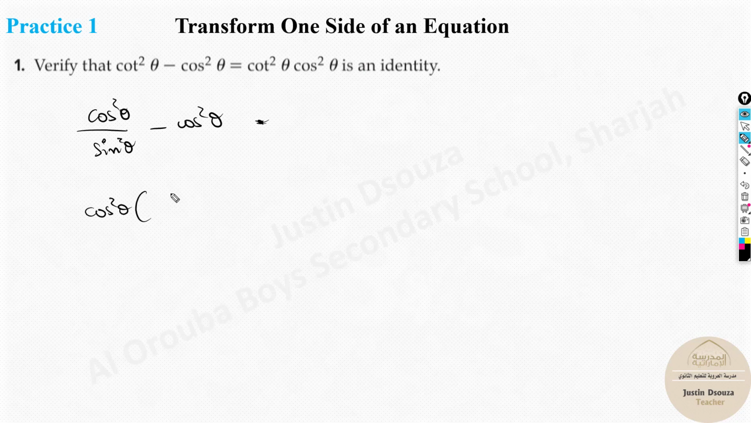Cos square theta is removed out. You'll have 1 by sine square theta minus 1. This is what's remaining. Now this is cos square theta, and we got multiplication. Now, how to make this a cot square theta? What is 1 by sine square theta?